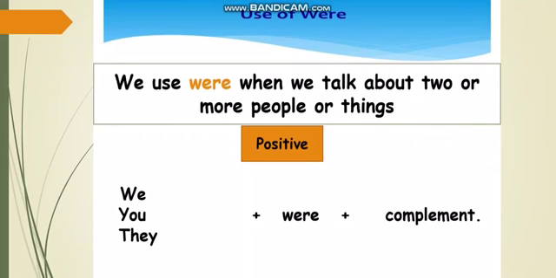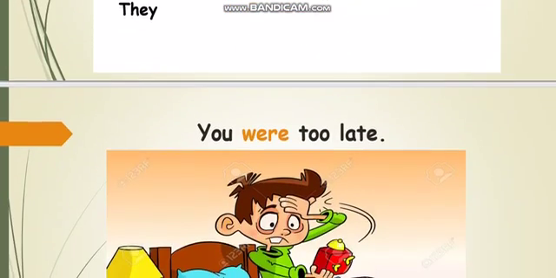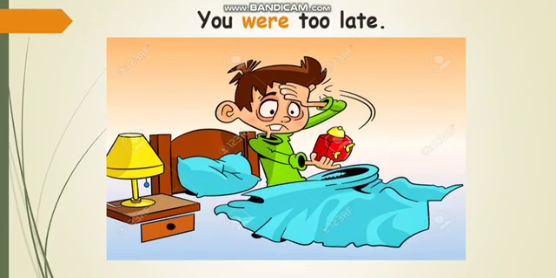We use were when we talk about two or more people or things. Here in the positive, we have we, you, they, plural pronoun or plural nouns plus were plus complement. Look at these examples. You were too late. You were.